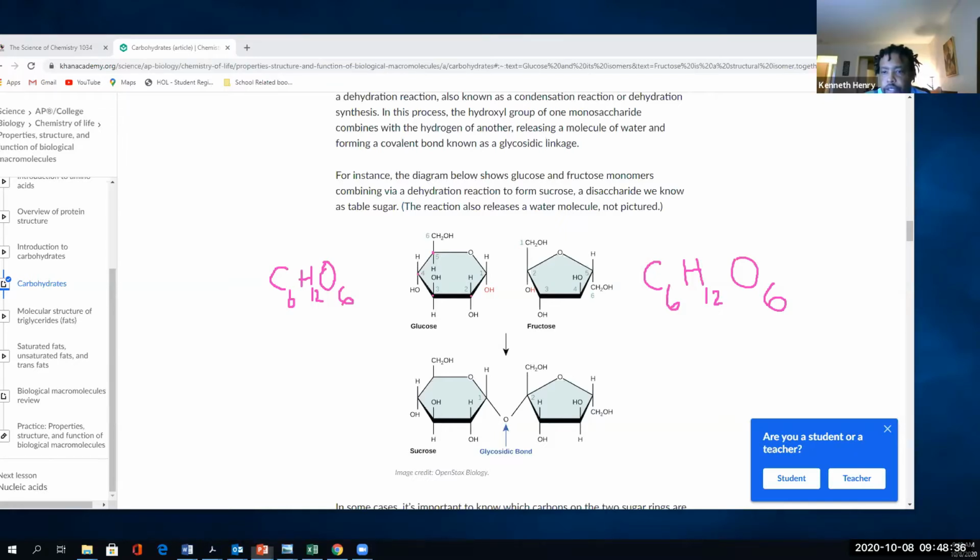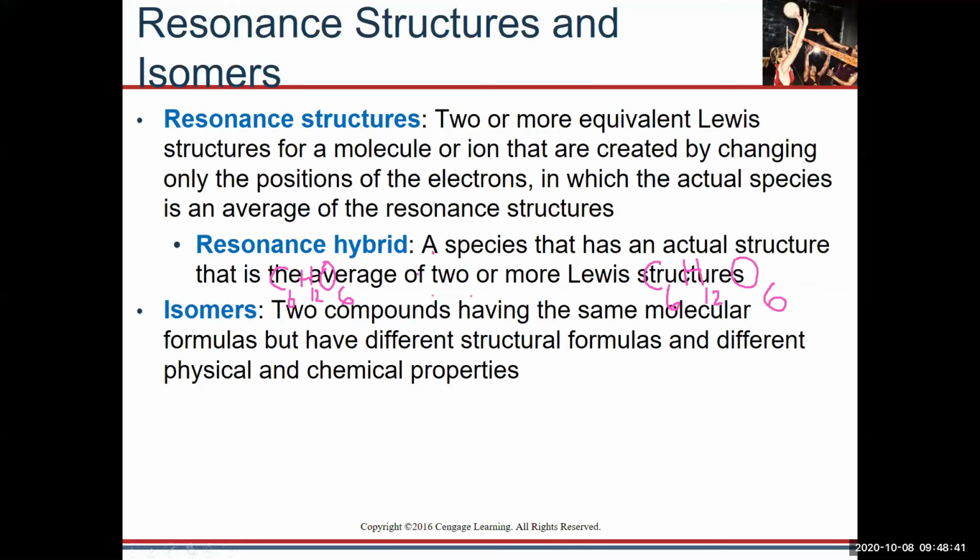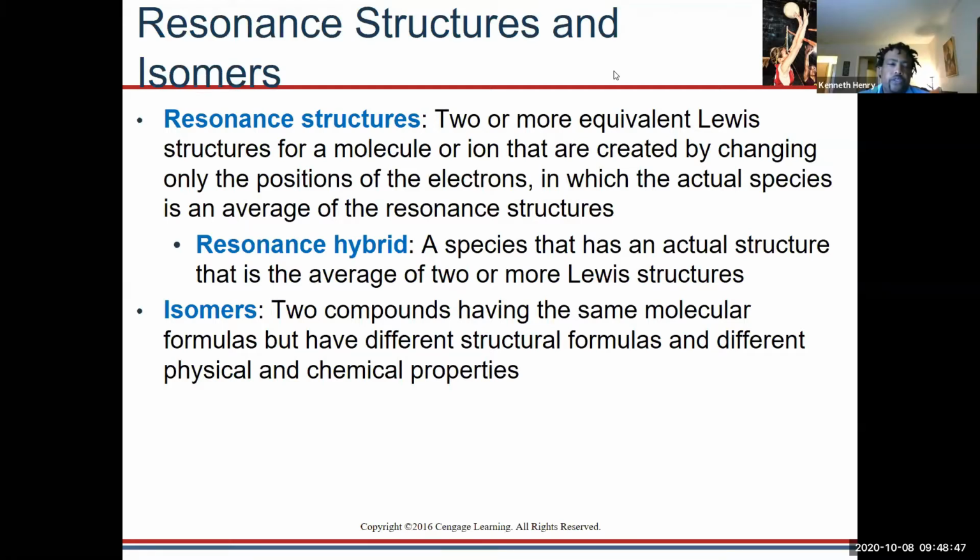So a resonance structure is 2 or more equivalent Lewis dot structures. The only thing that's going to be different about them is that we're actually changing where those electrons are located. Now, let me give you a concrete example because it's really hard to understand it without actually seeing it, okay?